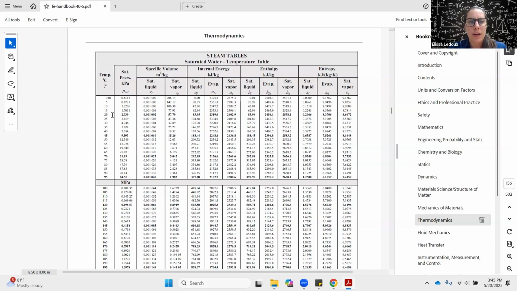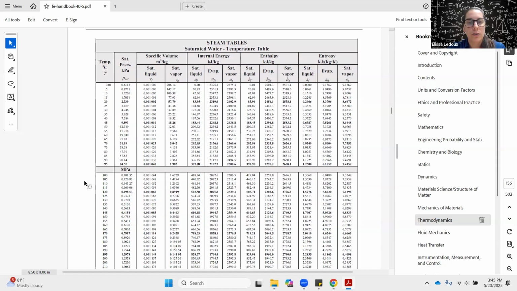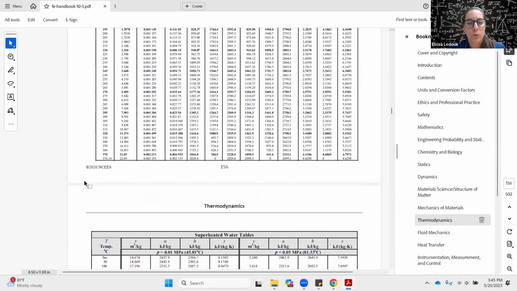So then if you find your temperature and say your temperature is in between two of these, like maybe you have 18 degrees instead of 20 and 15, you can just linearly interpolate between those two. But you do want to know if it's a liquid you're looking at or if it's a vapor, because the vapor will obviously take up way more space than the liquid will. And some of these other properties will also be different. So this is kilopascals and then gets to megapascals once you get to 100 degrees Celsius. So you can use this table for steam or saturated water.